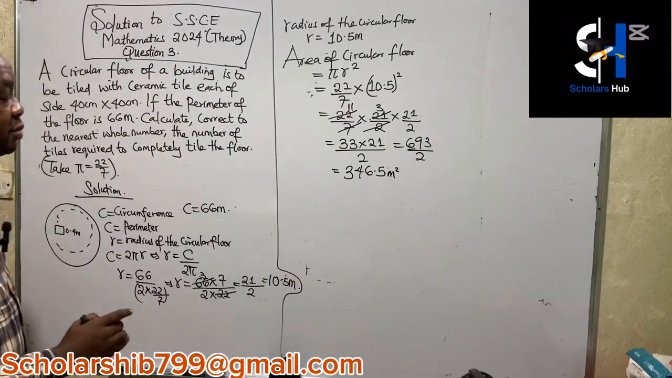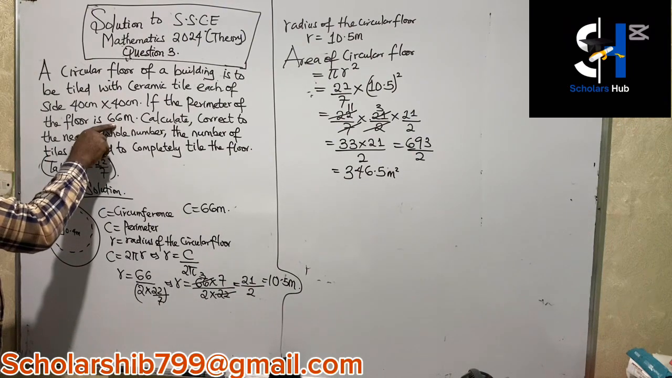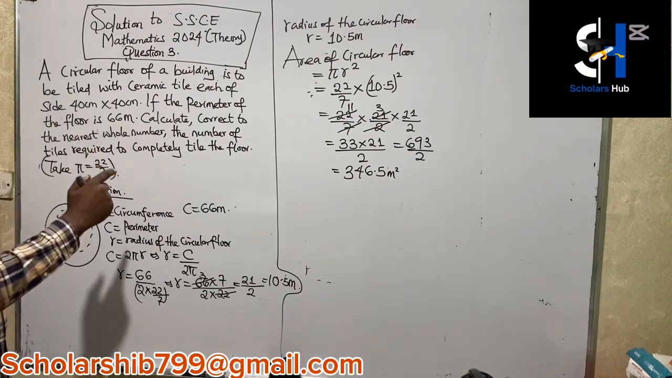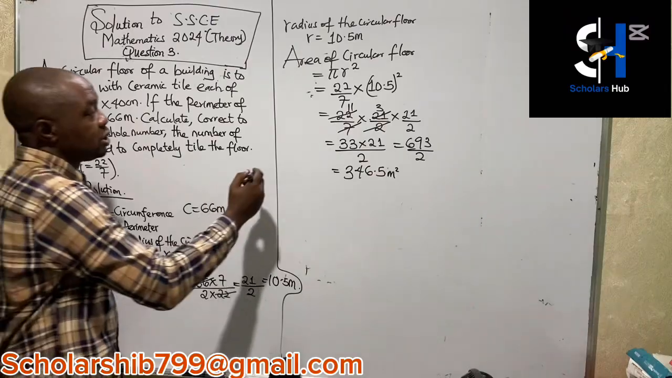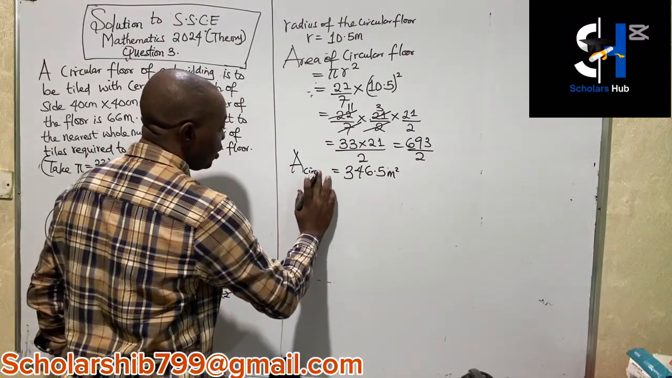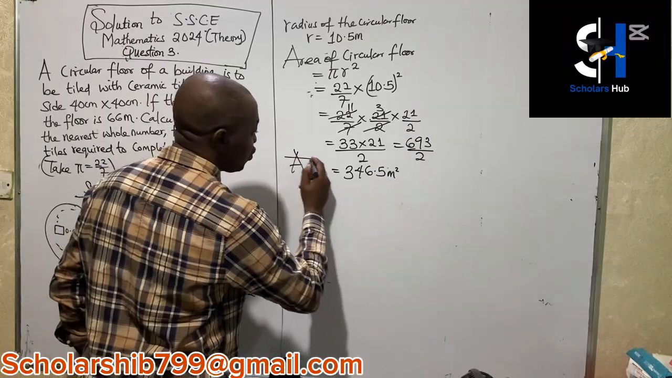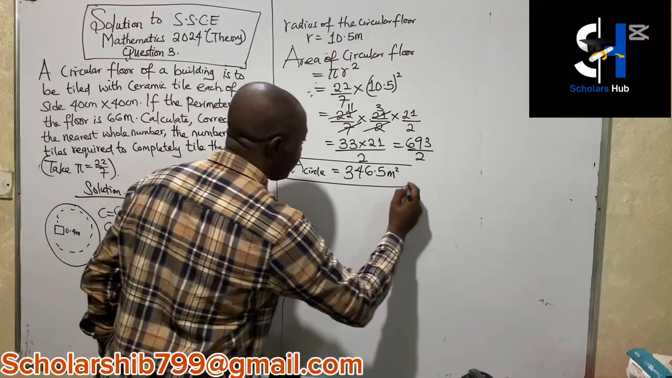346.5 square meters. Remember, the unit selected is meters, because we are given the perimeter to be 66 meters. All right, so this is the area of the circular floor.